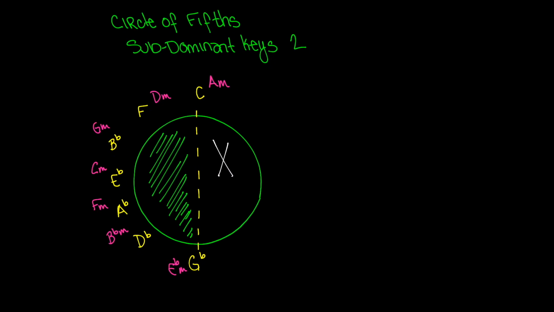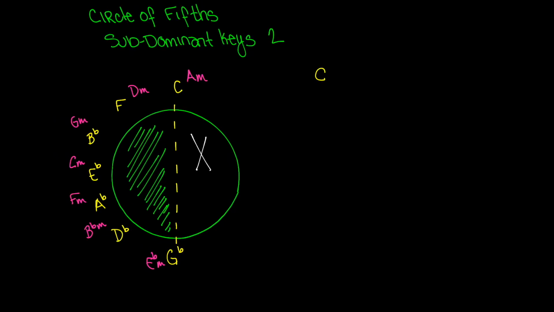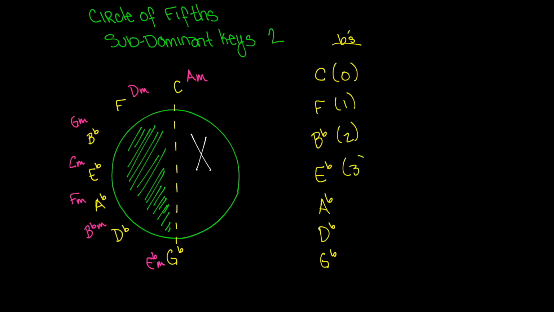Now let's go a little bit further with this, starting here from C major. From C major, we want to consider how many flats we have. So flats, this column. C major is going to have 0 flats. Let's think about F major, B flat major, E flat major, A flat major, D flat major and G flat major. So we have 0 flats, and F major is going to be 1 flat. B flat major is 2 flats, 3 flats, 4 flats, 5 flats, and 6 flats.